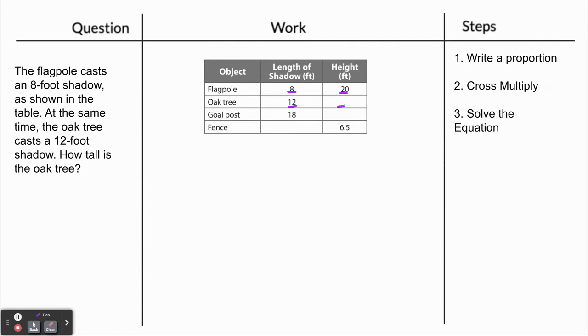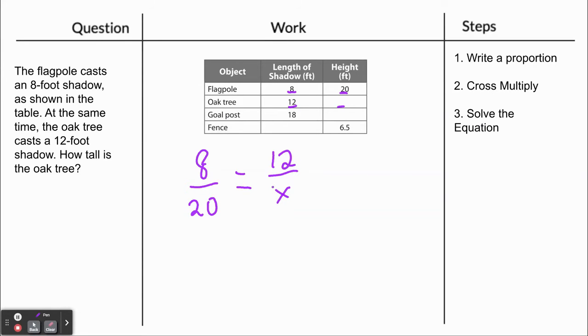So I'm going to go ahead and put the length of the shadow as the top number in our fractions, and I'm going to keep that consistent throughout these next couple problems. So 8/20, that's our proportion of the length of the shadow to the height, or that's the ratio. Then our proportion is going to be 12, which is the length of our oak tree's shadow, over something that we don't know, which is going to be x.